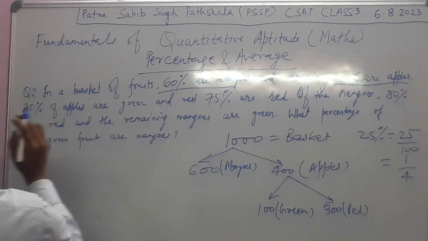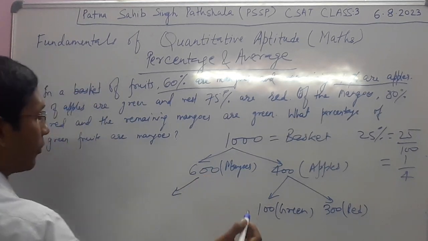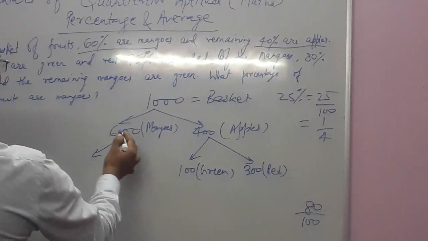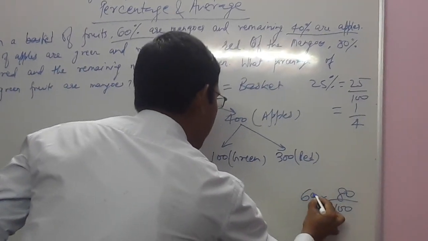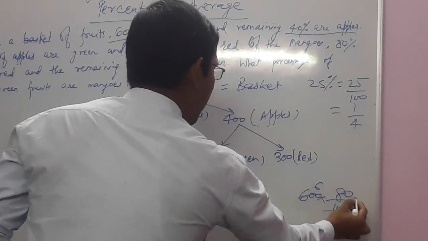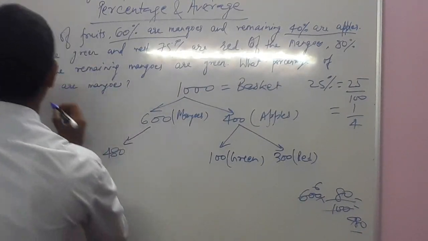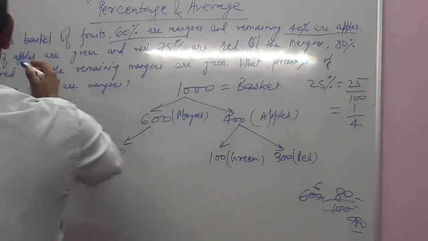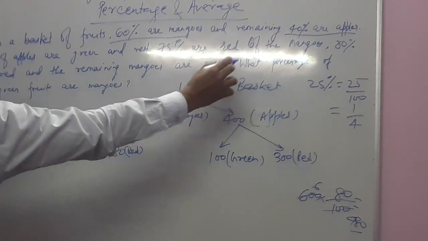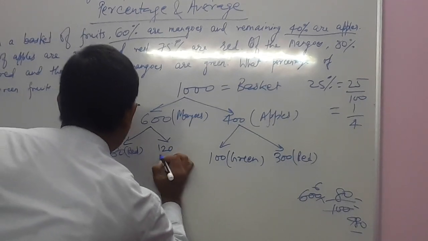Of the mangoes, 80% are red. 80% means 80 by 100. 80% of 600 will be 600 into 80 by 100, it is 6 into 80, which means 480. 480 mangoes are red, and the remaining mangoes are green, so 120 mangoes will be green.